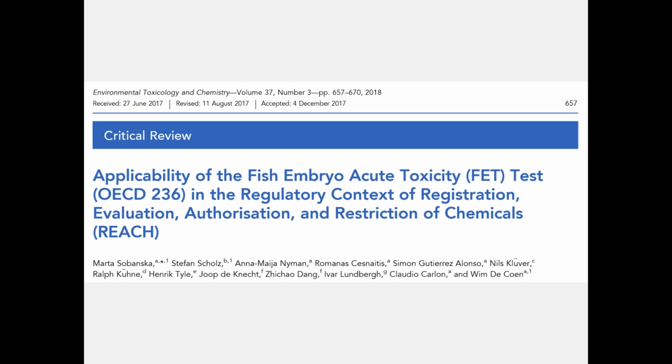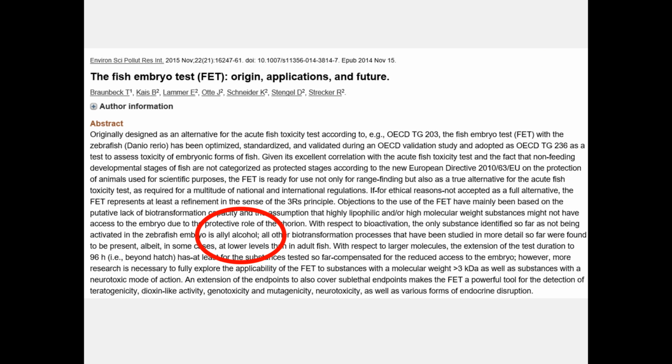But in life, as we all know, nothing is ever simple. There is never a perfect one-to-one correlation. And this one little substance, allyl alcohol, ended up being a problem for everybody. Allyl alcohol is not metabolized to its toxic metabolite, which is acrolein, within the zebrafish embryo test, whereas in the juvenile acute fish test, it is.